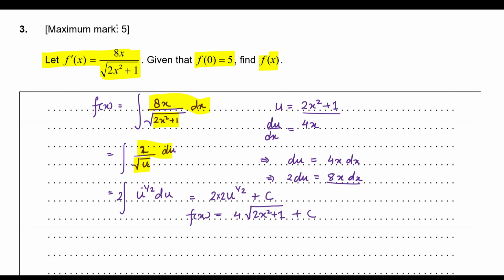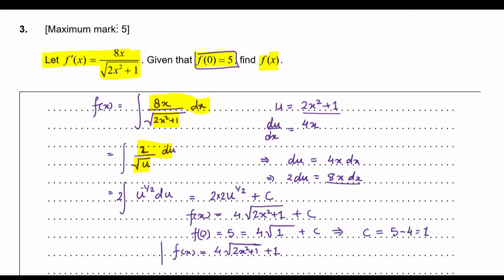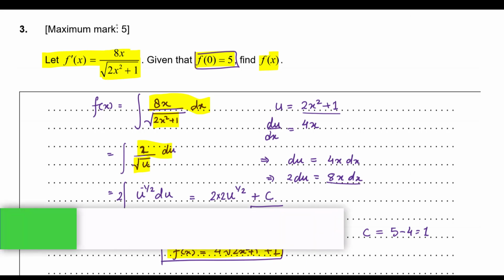Now it is given that f of 0 is 5. From here it is going to be 4 times root of 0 plus 1, which is simply 1, plus c, which means c becomes 5 minus 4, which is 1. So ultimately we got f(x), which we needed to find. f(x) equals 4 root of 2x squared plus 1, plus 1 outside. So that's the f(x): 4 root of 2x squared plus 1, plus 1.